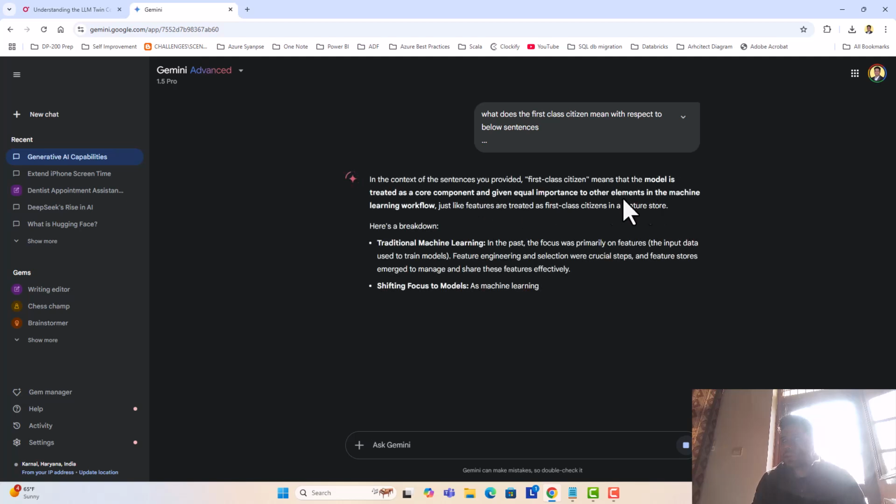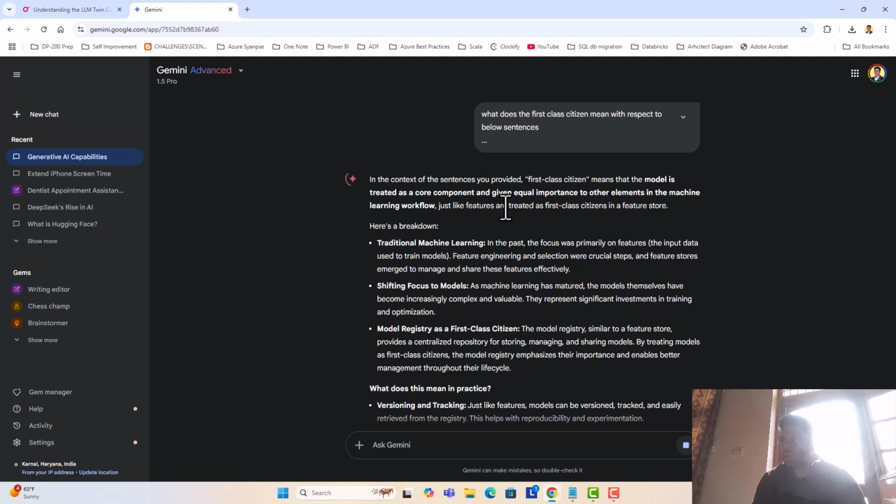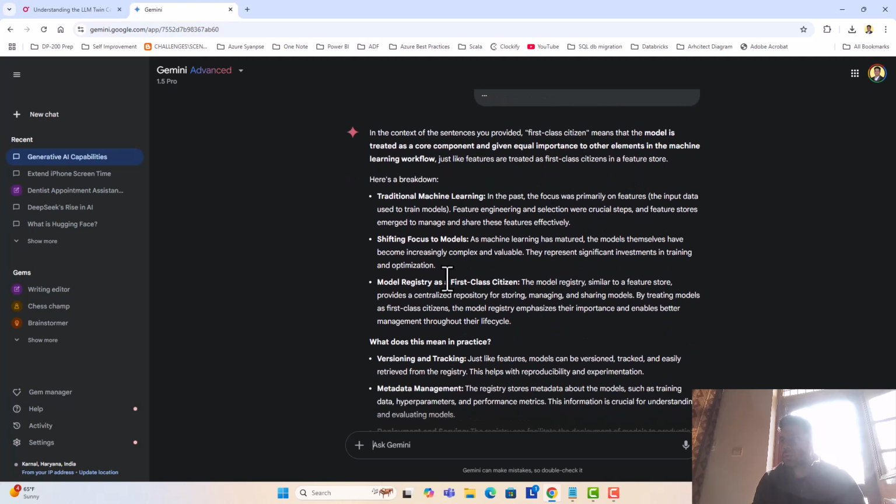The first means that the model is treated as a core component and given equal importance to other elements in the machine learning, just like features are treated as first-class citizens in the feature store. In the past, the focus was primarily on the features, feature engineering, and selection of crucial features in machine learning. Okay, model registry.